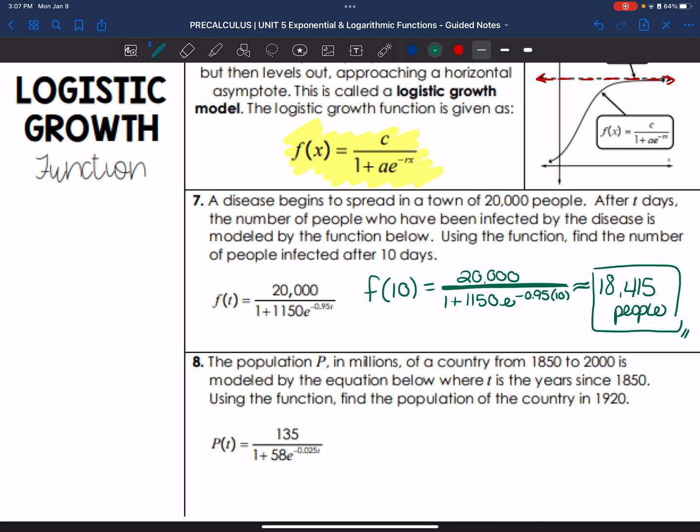So what that means is we're going to have to look at a time between 1850 and 1920. What time are we looking at? That's going to be a total of 70 years that have passed. So we're looking at what is the population where our input is 70 for this model. So that, ladies and gentlemen, needs to get plugged into your calculator.